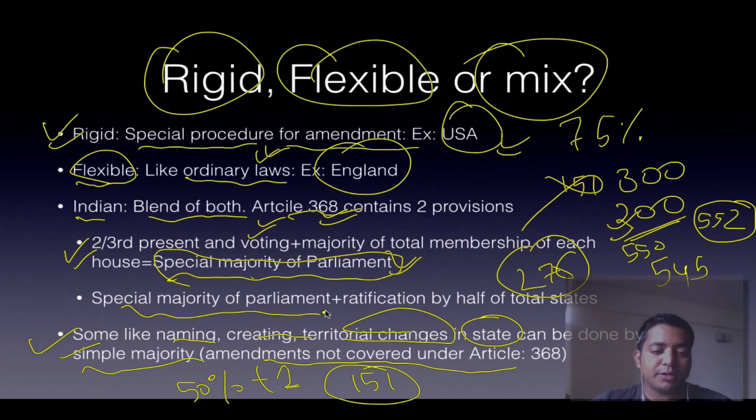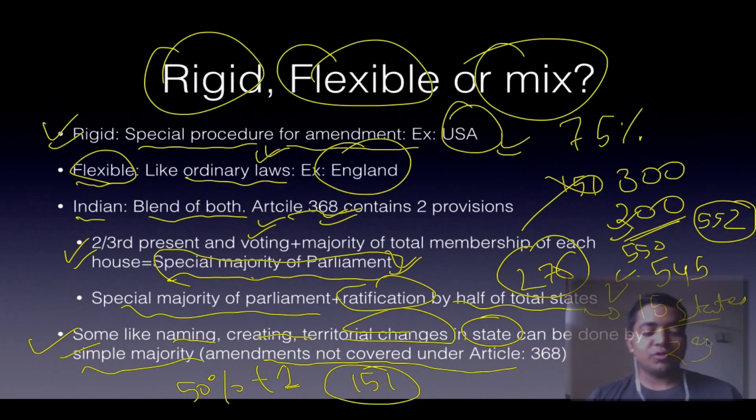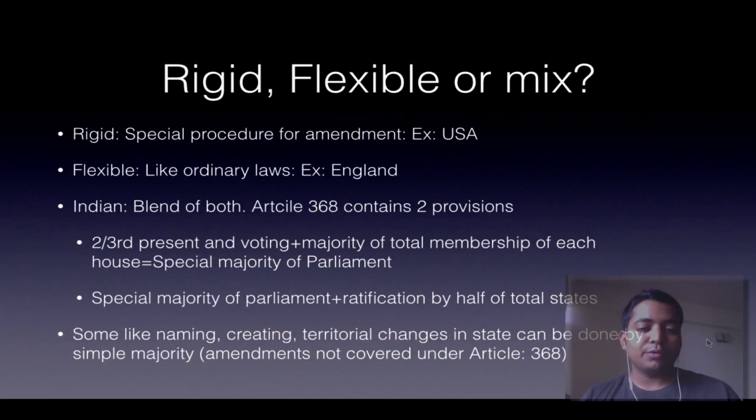Another type of amendment includes special majority of the parliament plus ratification by half of the total states. That is, if it is disturbing the federal power distribution, then at least 15 states should be in favor, because we have 29 states. So it is both rigid as well as flexible. It is a blend of both.